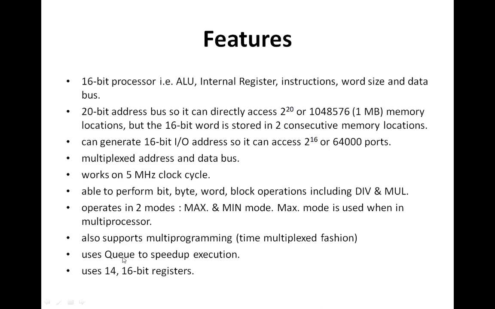What happens in 8086? The instructions are already prefetched and placed in the queue. And what does the processor have to do? Take the instructions one by one from the queue and execute them. Meaning thereby, the operation of 8086 has been divided into two parts. One unit has the role of fetching the instruction and putting it in the queue, and the second unit has the function to take the instruction from the queue and execute it. So in this way, by using a queue, it is able to speed up the execution process.